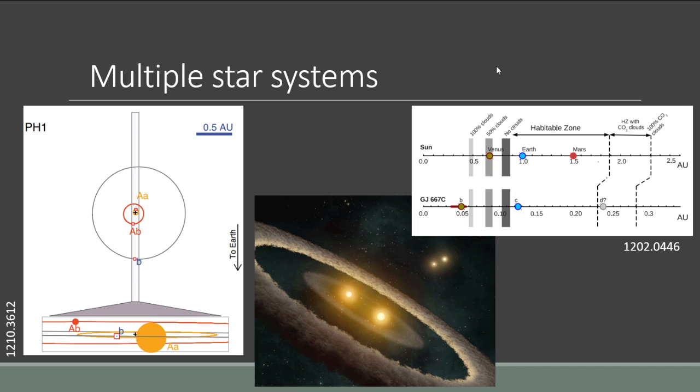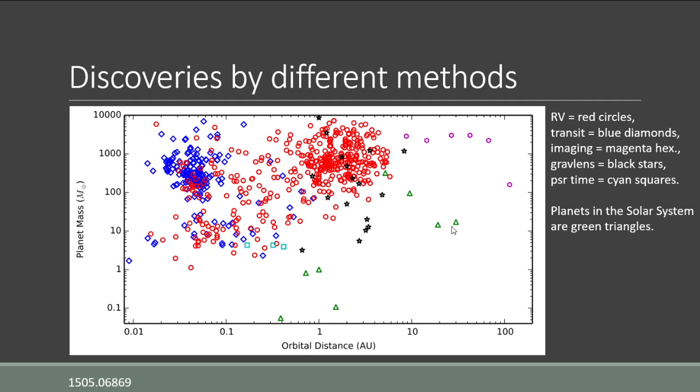Okay, I told you already that there are planets in binary systems, in triple systems. This is the example of a planet in a quadruple system. I will not stop here, so I'll move further on. I want to compare efficiency of different methods in discovering exoplanets. Here we have orbital distance again on the horizontal axis and planet mass on the vertical. And different symbols correspond to different methods.